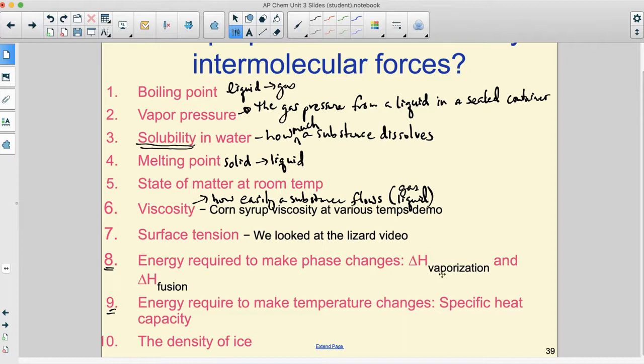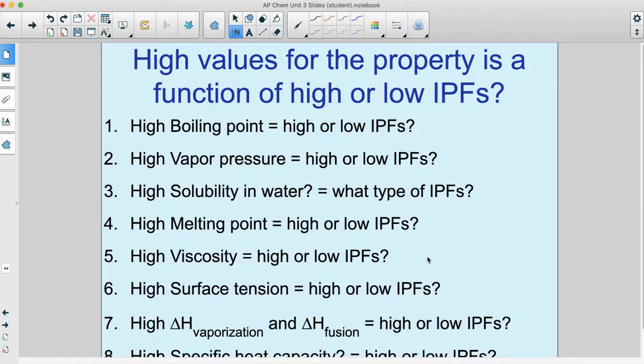Heat of vaporization is liquid to gas, and heat of fusion is when we go from solid to liquid. The energy required for those phase changes. And we will talk more about those things when we get to thermochemistry. So again here, let me correct this to IMFs, just because IPFs, while more accurate, is confusing because we don't use that terminology.